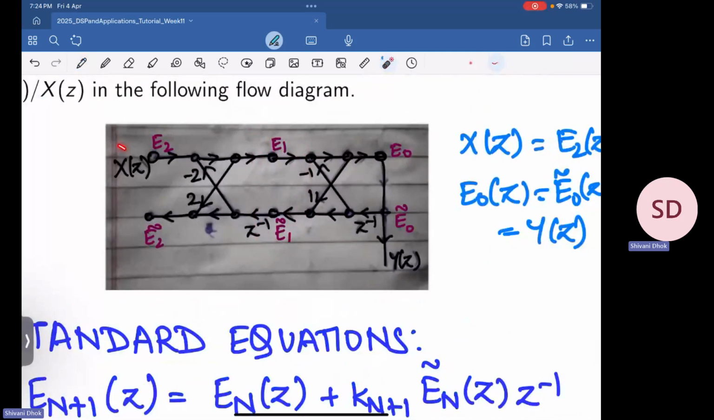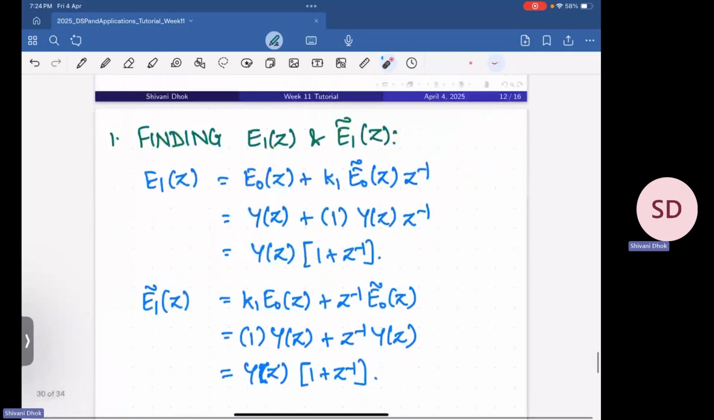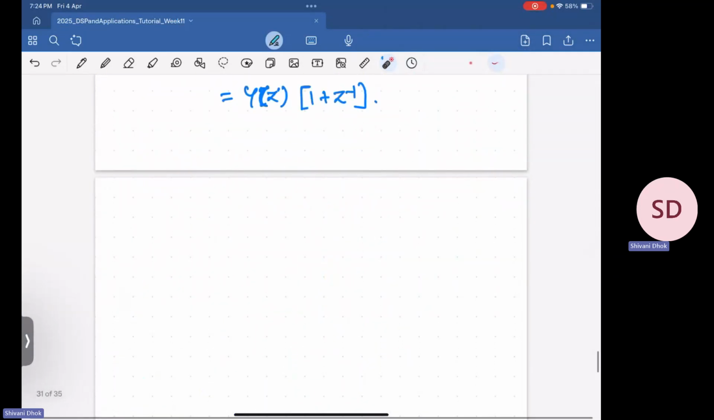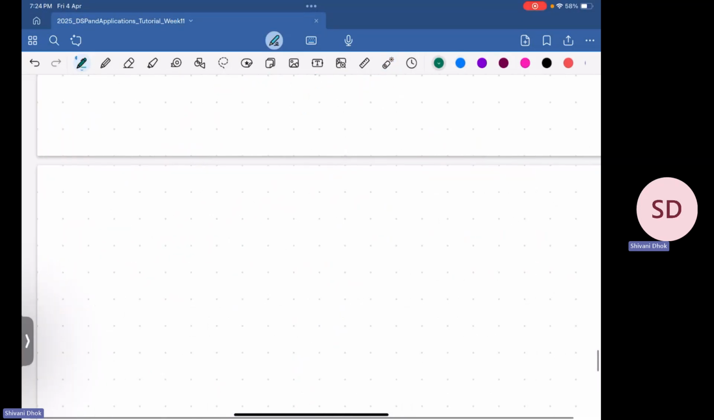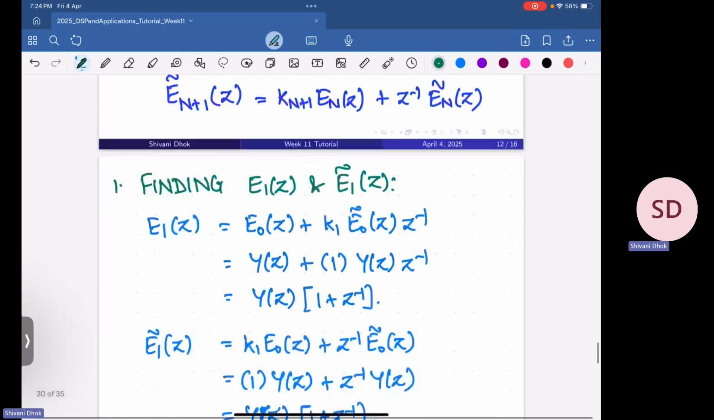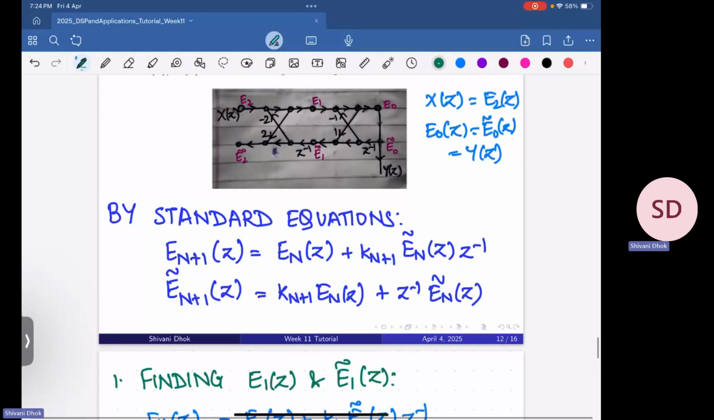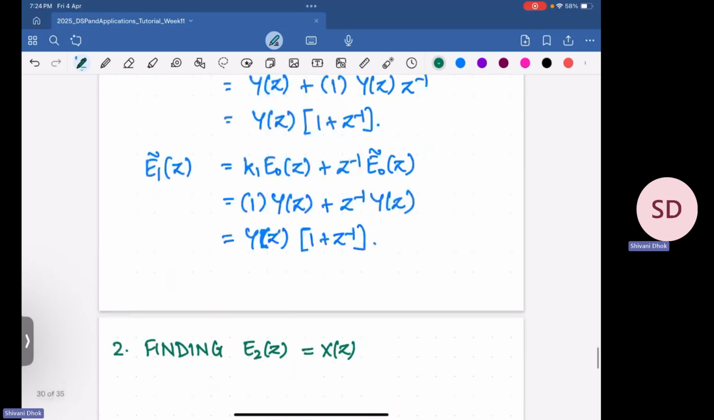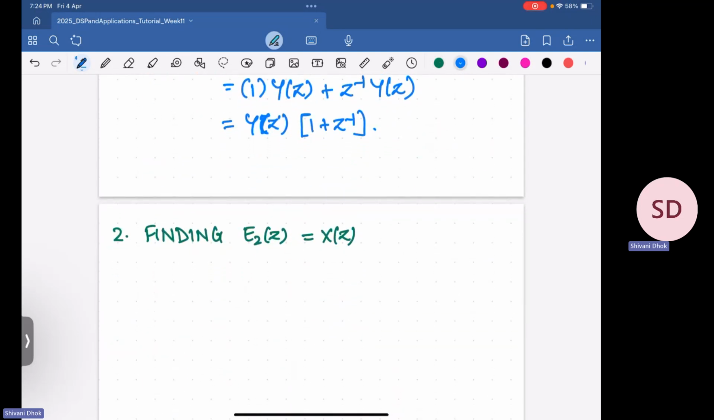Now I need to figure out my x of z, which is simply my E2 of z. So next, I'll be finding E2 of z, which is equal to x of z. Now I can just simply ignore E2 tilde of z because we are not interested in it. We just want x of z, which is equal to E2 of z, and E2 tilde of z is not used in that place. So now we'll simply find our E2 of z.